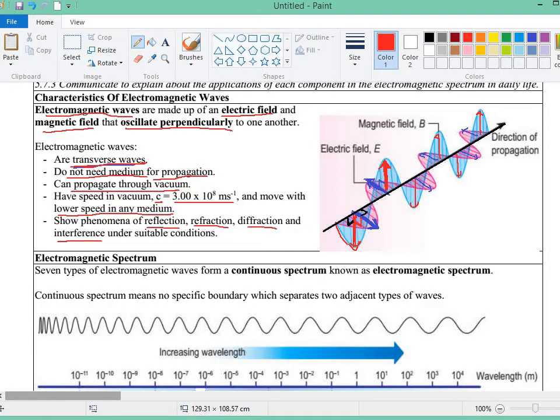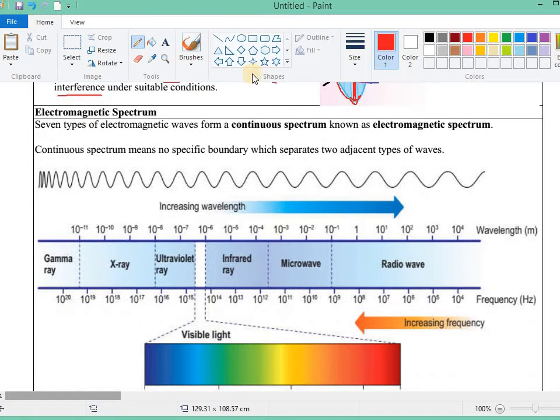Alright, so next we want to look at the electromagnetic spectrum. What is the electromagnetic spectrum? There are 7 types of electromagnetic wave that form a continuous spectrum known as the electromagnetic spectrum. So this is the electromagnetic spectrum, from the gamma ray until radio wave. There are 7 types of electromagnetic wave, and all of them combined together we call the electromagnetic spectrum.